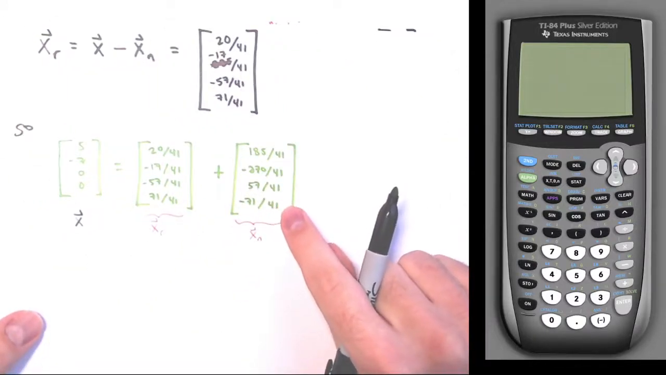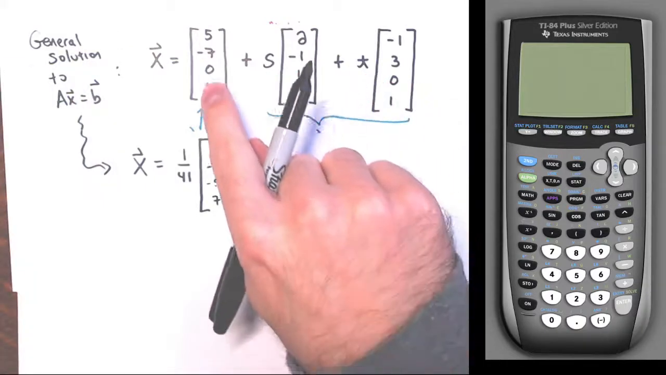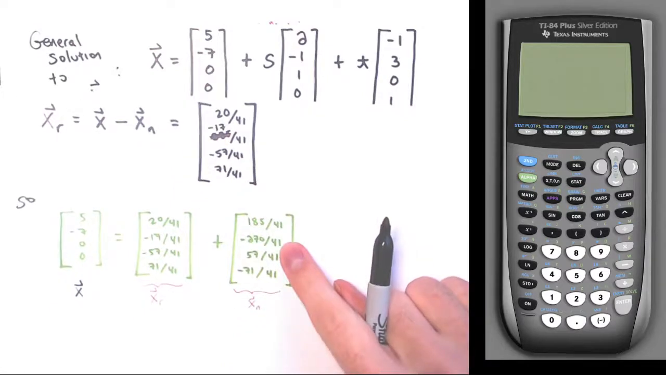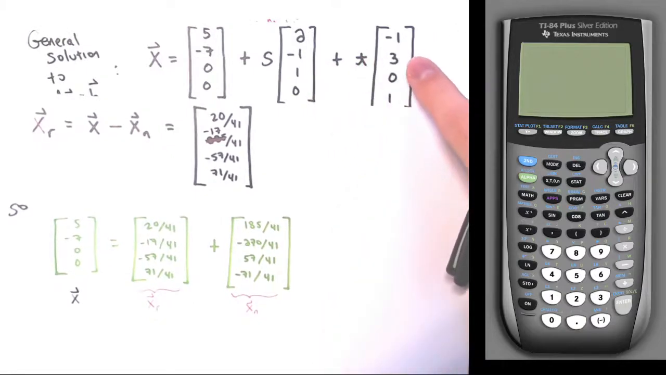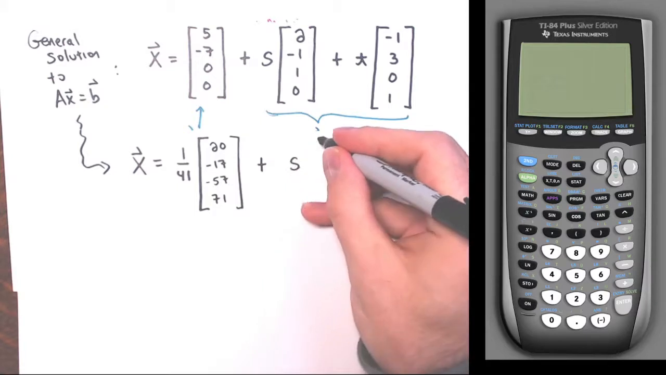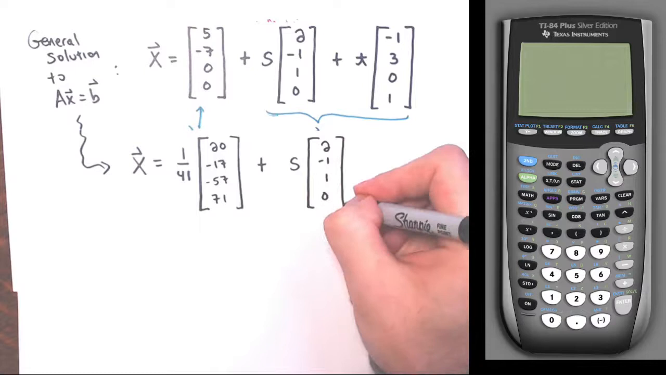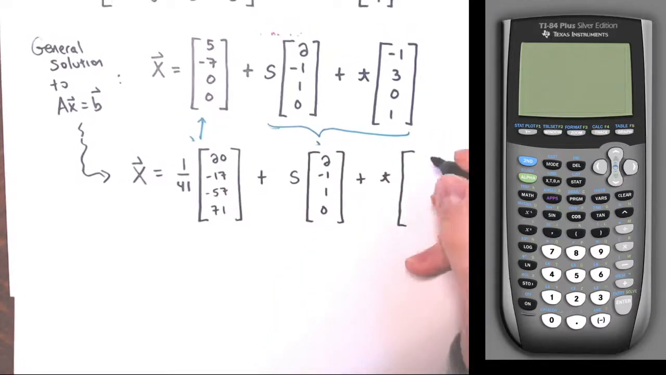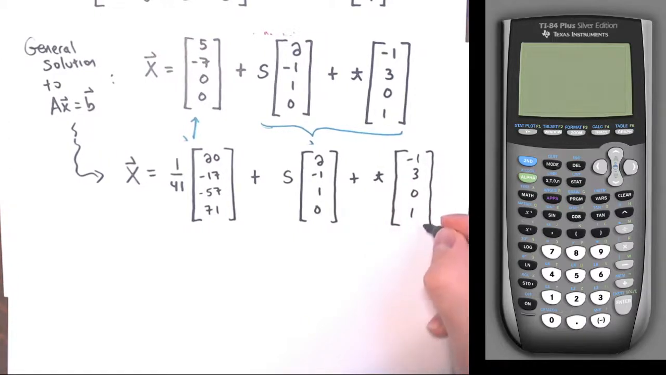this vector here is from the null space, and all of these vectors are from the null space. So when I write this as this vector plus this vector, here is just some multiple of (2, -1, 1, 0) and (-1, 3, 0, 1). So I'm just going to write this again. Plus s, some multiple of (2, -1, 1, 0), plus t times (-1, 3, 0, 1). Right. And here you go.